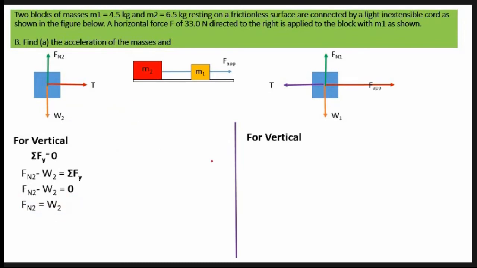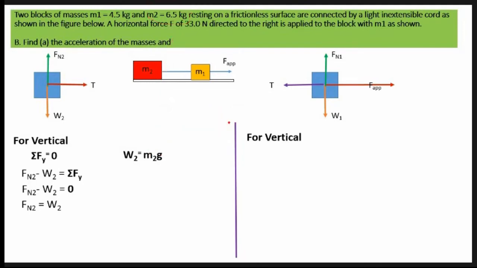Okay, here's the formula in finding the weight. We have the mass 2 multiplied by the gravitational acceleration. So do we have the value of mass 2 here? Yes, we have here 6.5 kilogram. Do we have the value of the gravitational acceleration? Yes, we all know this one. This is our friend. This is 9.8 meter per second squared.